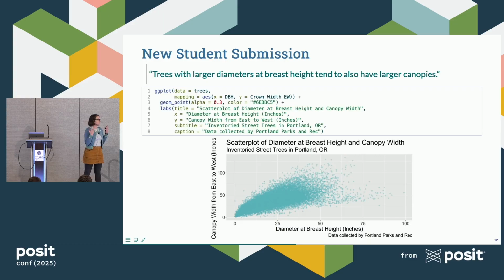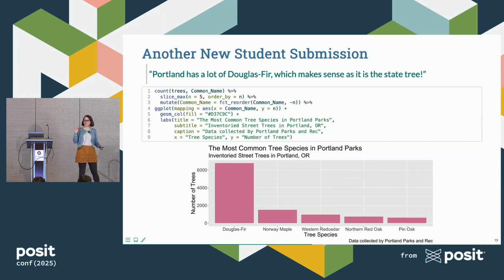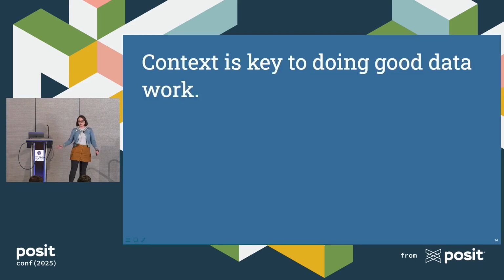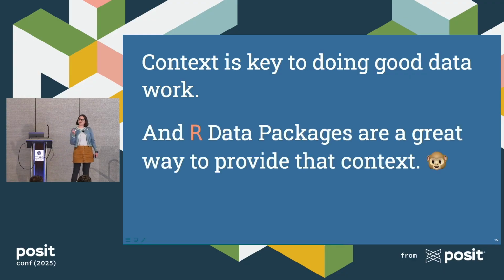We can now start to actually see the trees. And that most common tree, well, that's Douglas fir. Douglas fir is Oregon's state tree. It makes sense that it was the most common tree in our data set. All right, so context is key to doing good data work. And what I learned is because the context is so close to the data in an R data package, that is a great way to give people access to the context, the story of the data.